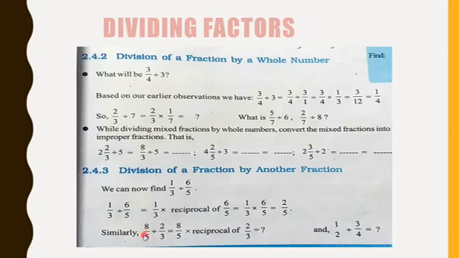Similarly 8 by 5 divided by 2 by 3 equals 8 by 5 into the reciprocal of 2 by 3, which is 3 by 2. So 8 by 5 into 3 by 2. Here 8 threes are 24, 5 threes are 15, you will get 24 by 15. In the same way you can practice this. In this way we will divide the fractions.